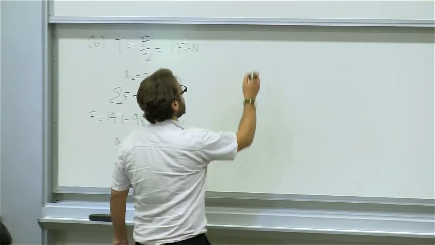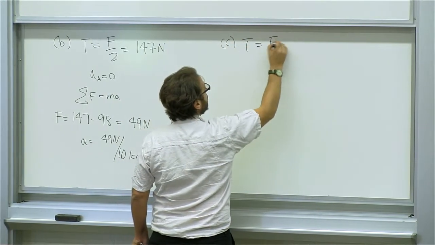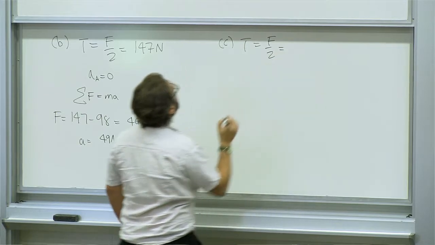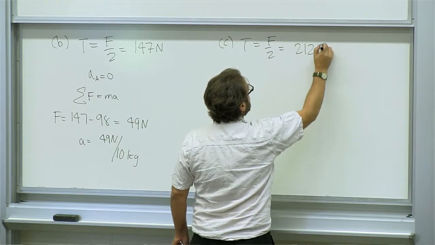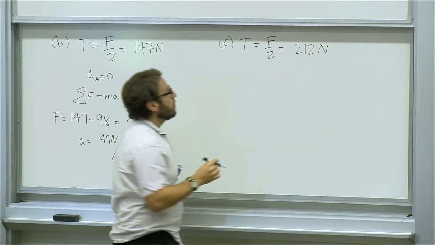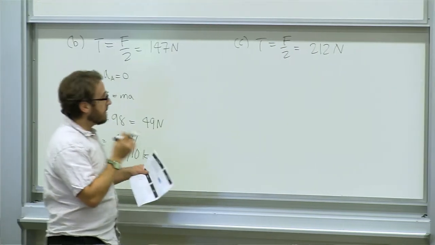Okay, so now you get the idea. Case C, the tension is still the force over 2. 424 is the force, so the tension is 212. So I can do my math right, yep.